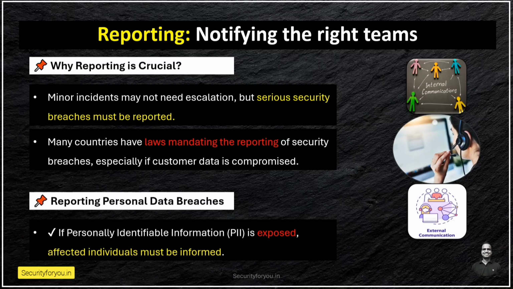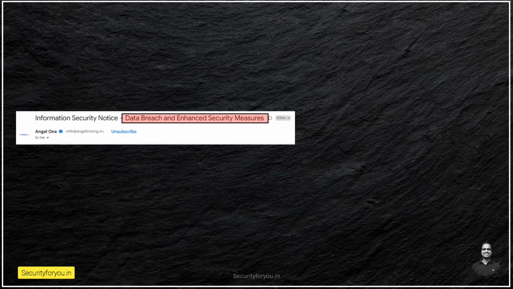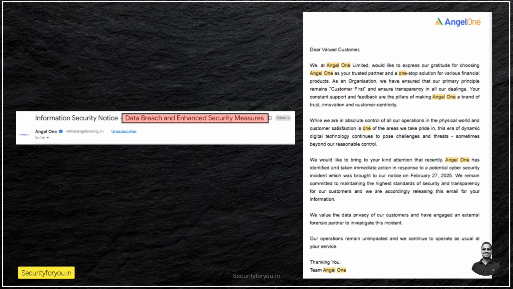In other words, if an attack on a system resulted in an attacker gaining PII about you, the owner of the system has a responsibility to inform you of the attack and what data the attackers accessed. Like, I was recently notified by Angel One when they reported a data leak. I got an email from them.